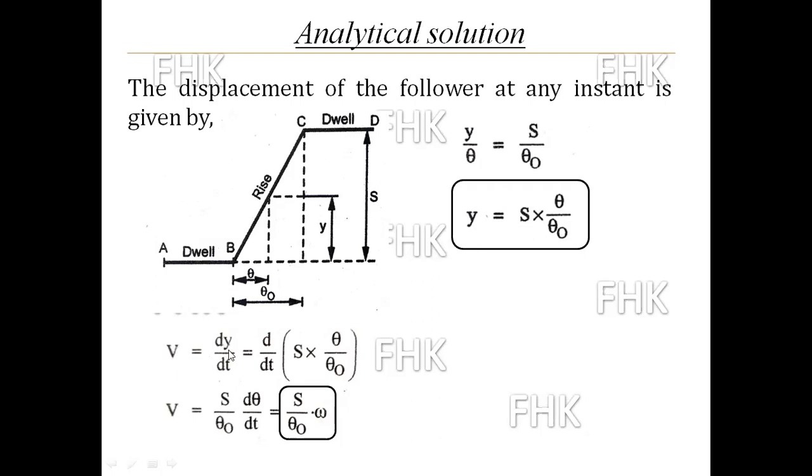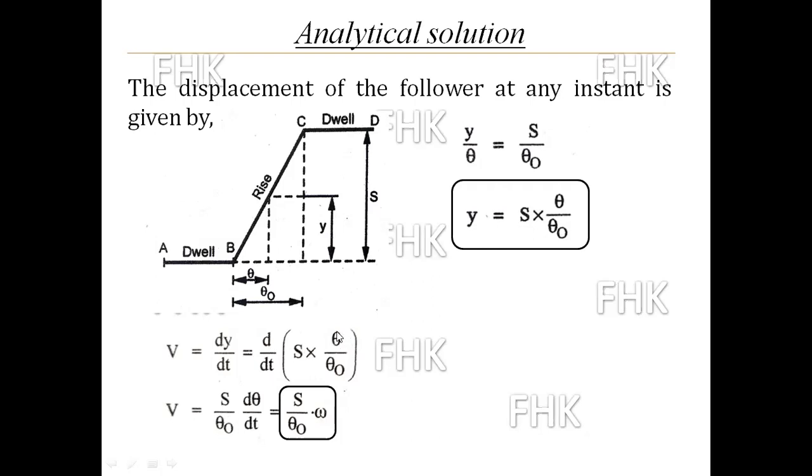Velocity is the differentiation of displacement with respect to time. So y is the displacement at a particular location, and the differentiation of this with respect to time is nothing but the velocity at that y location. In this, the displacement s, which is given in the data, and the outward stroke are fixed. They do not go on changing with respect to time. It is constant, so this constant term s divided by theta will come outside the bracket.